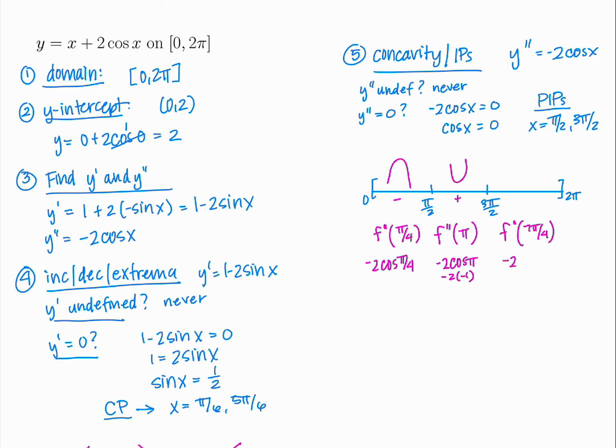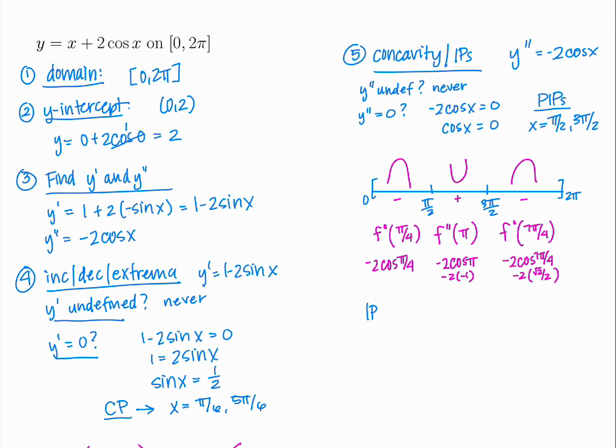And then if we plug in 7 pi over 4, so negative 2 cosine of 7 pi over 4. So that's like negative 2 times the cosine of 7 pi over 4, which is a positive number. So I end up with a negative overall, and we're concave down on that interval. So do we have any inflection points? Let's check. It looks like I'm going to have an inflection point at pi over 2 because, look, I'm concave down, and then I switch to concave up. And at 3 pi over 2 because I was concave up and I switched to concave down. So I have an inflection point at 3 pi over 2 as well.